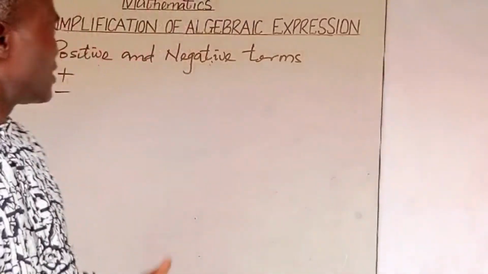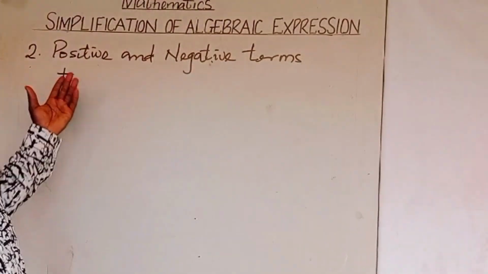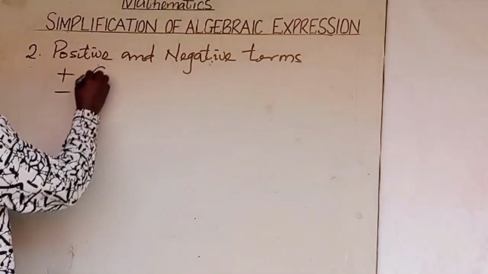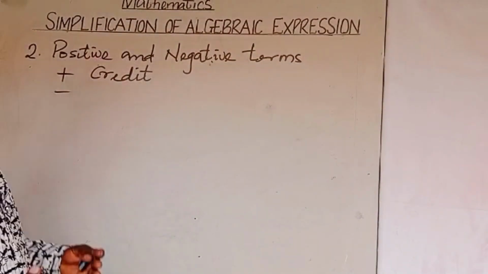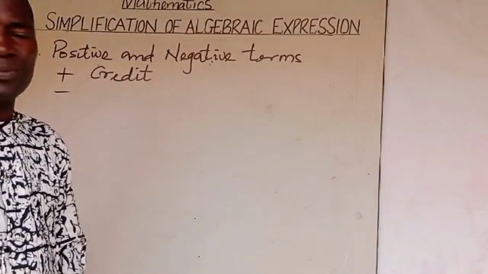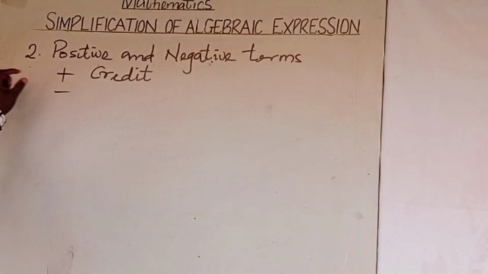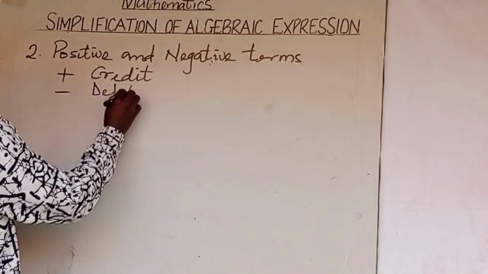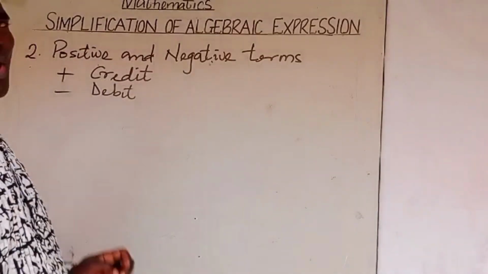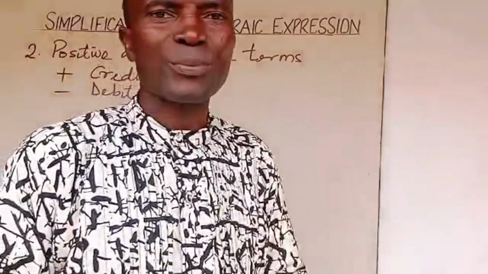Mathematically, plus sign symbolizes credit. That is the amount of money that you have with you. Minus sign symbolizes debit. That is the amount of money that you are owing.